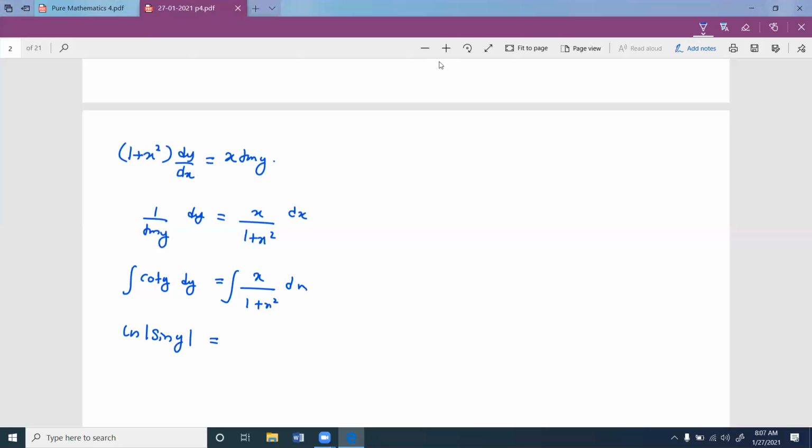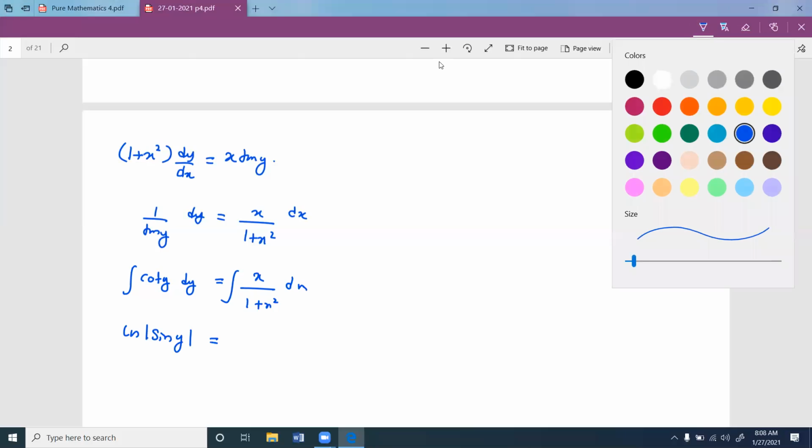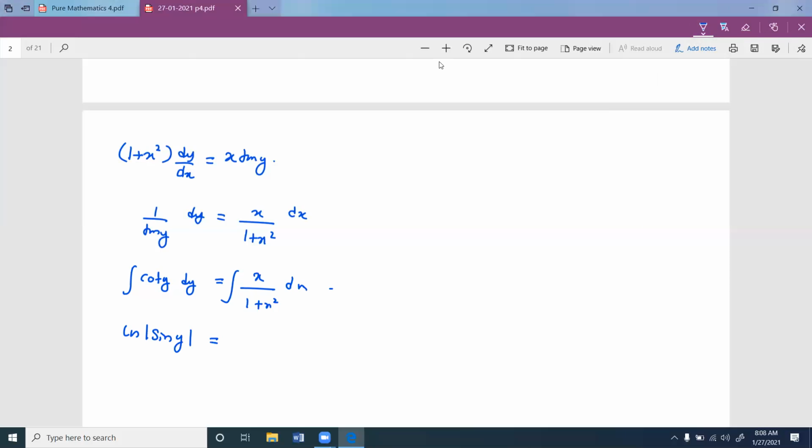Sine y is equal to, here with a fraction, as I told you in the last session, if you have a fraction, see whether the differentiation of the denominator is available in the numerator. Yes, you can make it by doing a small change over here. x over 1 plus x squared. If you differentiate the denominator, 2x should be generated in the numerator. Therefore, you can put a 2 here and a half outside. With that, you can write this as 1 over 2 ln of 1 plus x squared.